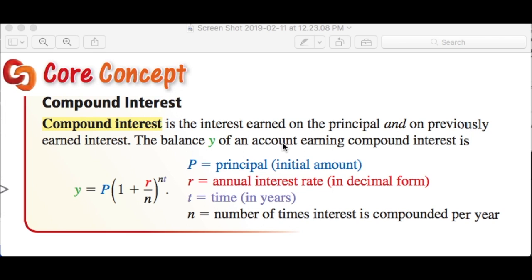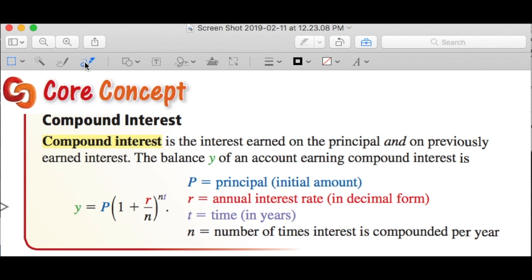So this is the last part of 6.4 of exponential growth and decay, and it's very similar to compound interest. You need to pause the video right now and copy all of this down. Here are the key parts of it. Compound interest is the interest earned on principal, which is your initial amount, and on previous earned interest.